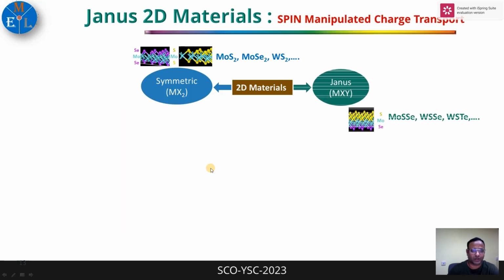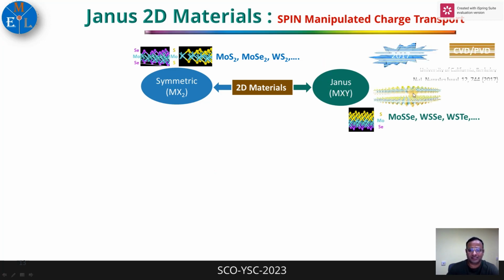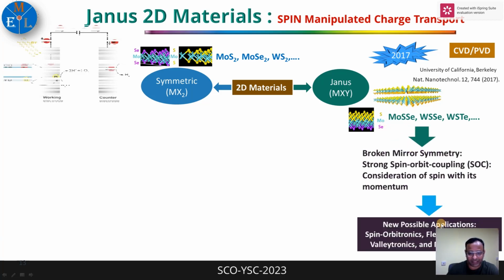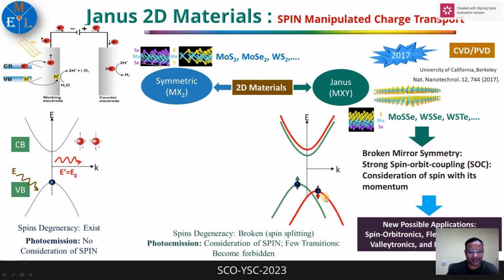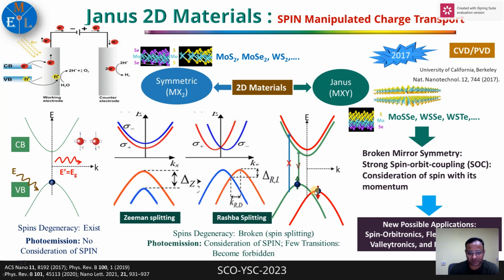Then after, we try to understand the asymmetric 2D material, which was first invented in 2017 by University of California. Because now the symmetry is broken, that's why they have a strong spin orbit coupling. Once they have spin orbit coupling, their spin degeneracy is broken, so you have different states for up spin and down spin. So this is basically called the Rashba splitting. So some transitions become forbidden, and under the magnetic field you can manipulate the spin now.